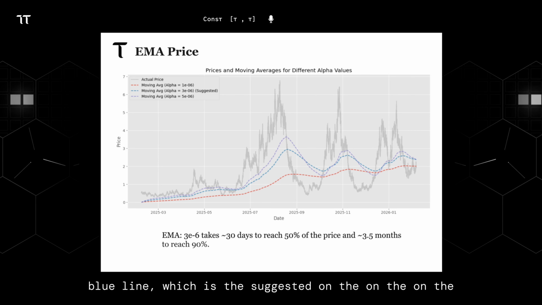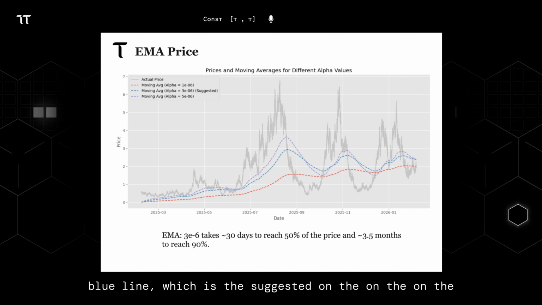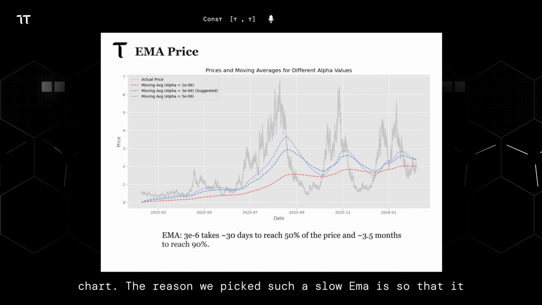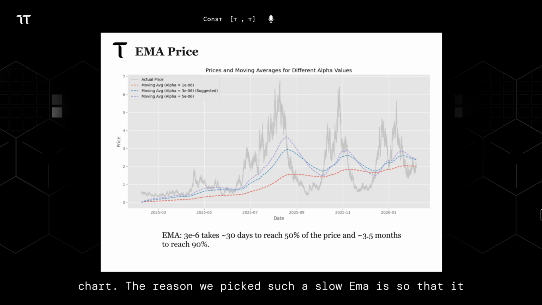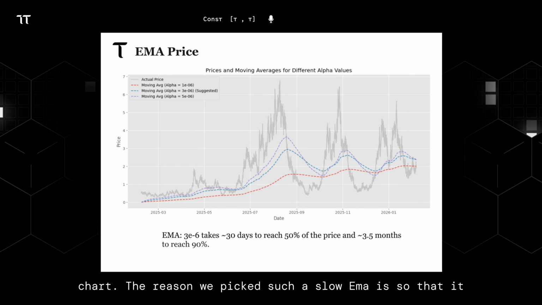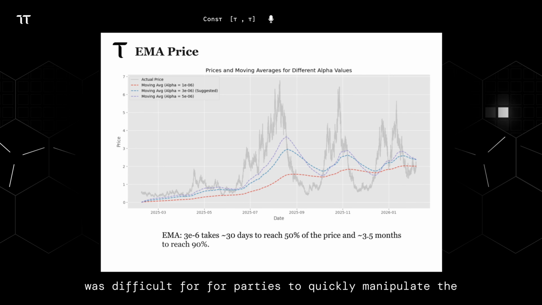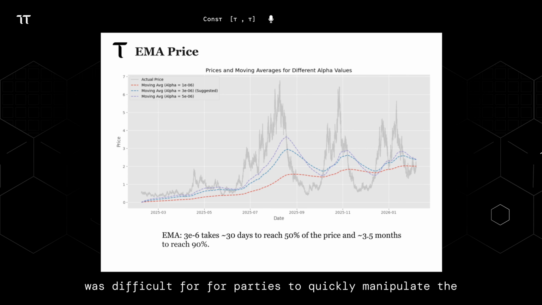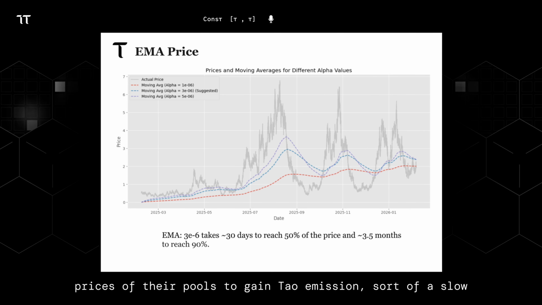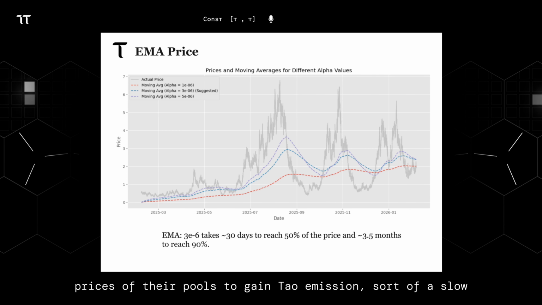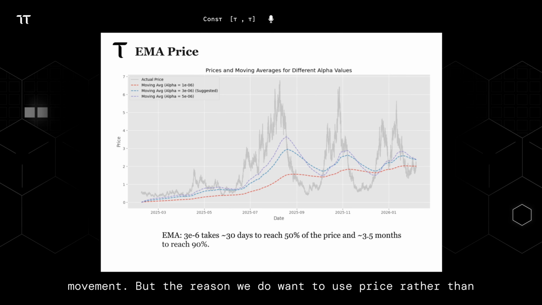You can see what that looks like in the blue line, which is the suggested on the chart. The reason we picked such a slow EMA is so that it was difficult for parties to quickly manipulate the prices of their pools to gain tau emission. It's sort of a slow movement.